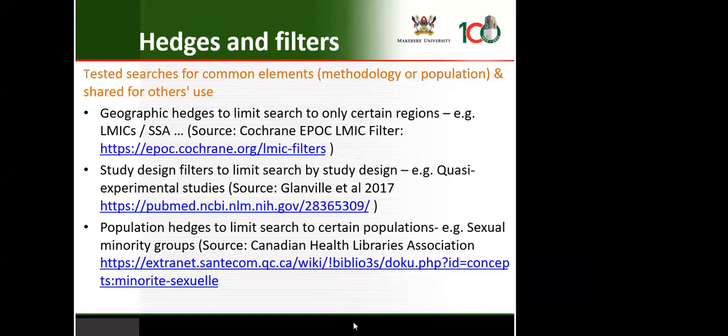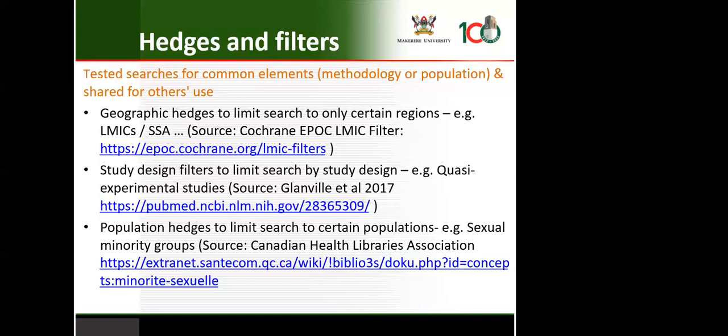So the next one is hedges and filters. I promise that I'm going to show you something where the librarians have tried to sort out that business of having to write sub-Saharan Africa and you say, oh, Angola, or Kenya, or Uganda, Tanzania, Rwanda, Cameroon, up to Zimbabwe. What librarians have done, they have developed what we call filters and hedges.